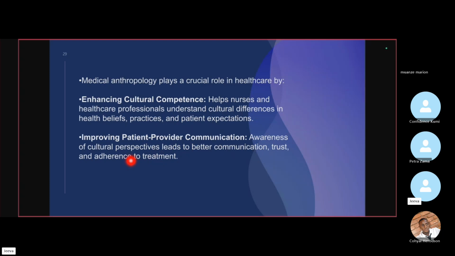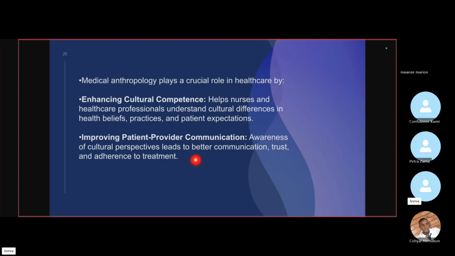Second thing, it will improve patient-provider communication. It will create awareness of these cultural perspectives, which can lead to better communication. So you can easily have a proper way of communicating with the patients, and you can build up trust between you and the patient, and then the proper treatment can be given to the patient. So this is another way in which it will help nurses.